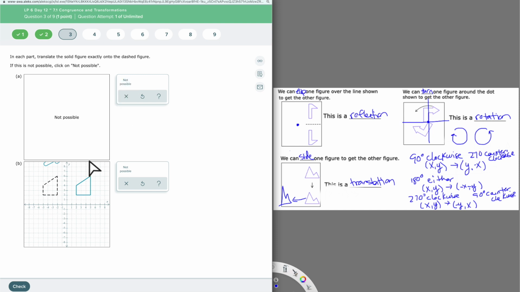So then this one, I'm going to click the blue one to let me. I'm going to scooch it over. And that one I can translate. I can just scooch it right on over. So I'm going to click check, and we're going to keep moving here.